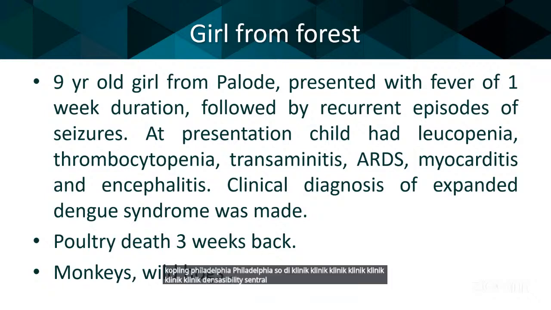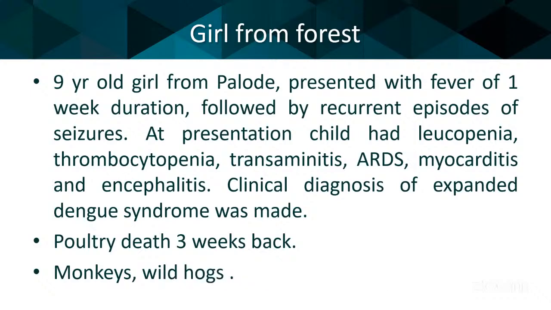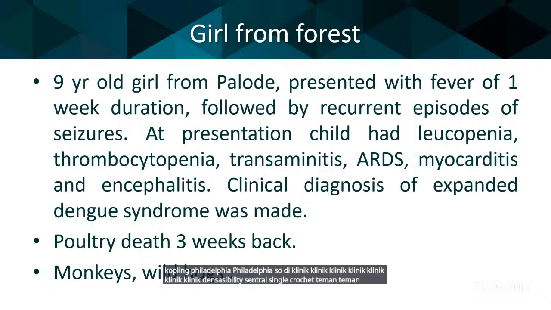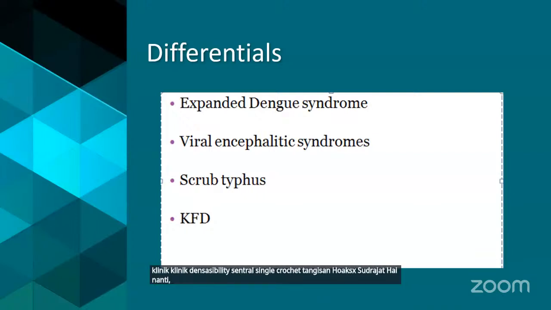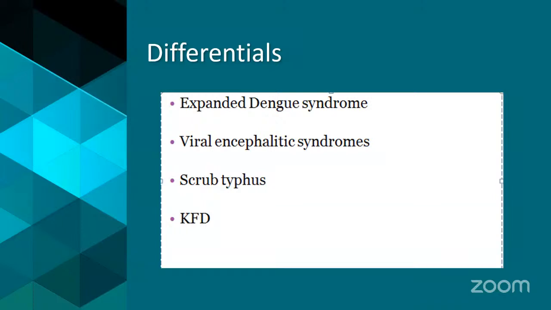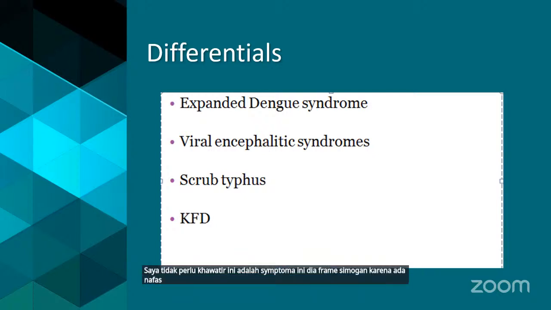And interestingly, she was living in an area where monkeys, wild hogs, etc., do visit. And these were the differentials entertained: the expanded dengue syndrome, viral encephalitic syndrome, scrub typhus, and KFD. So, pay attention to the last diagnosis, Kyasanur Forest disease, especially in the Shimoga area. From Shimoga in Karnataka, now it has expanded to that entire stretch of the Nilgiris. So any patient presenting with a dengue-like presentation in the first week and, towards the end of the second week, with encephalitis, please do consider the possibility of Kyasanur Forest disease as well.